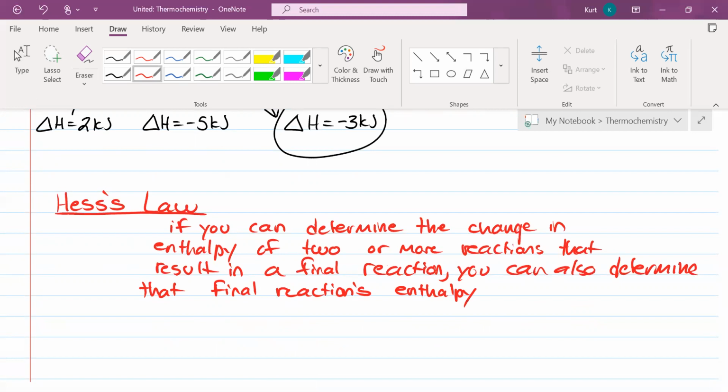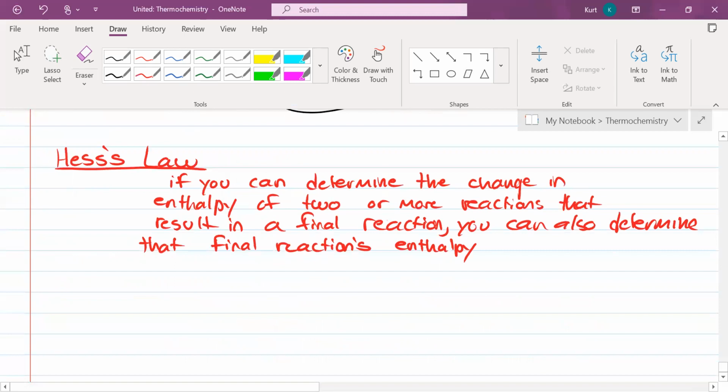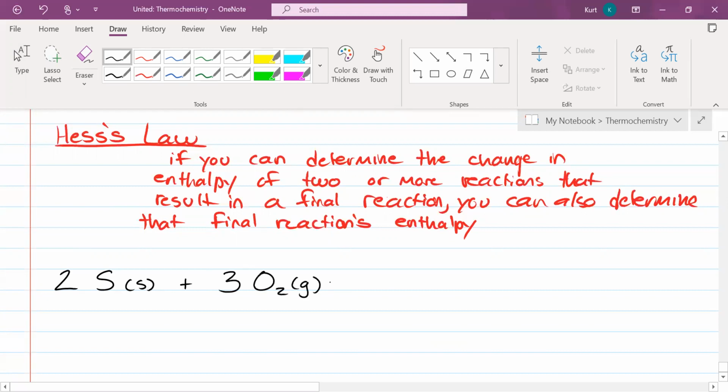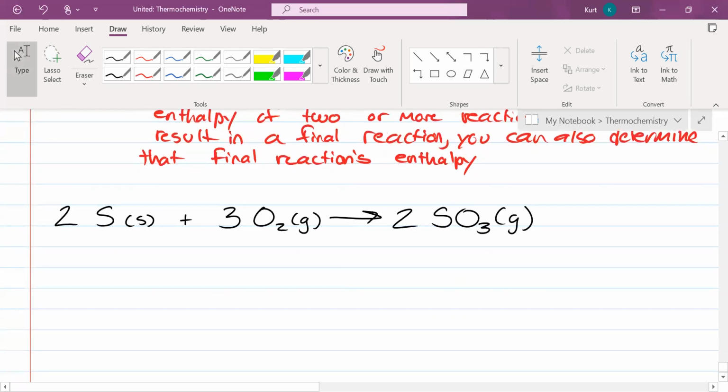All right, I'll let you guys get that caught up. And here's the equation that we are going to be working with on this topic. We have 2 moles of solid sulfur reacts with 3 moles of oxygen gas to yield 2 moles of sulfur trioxide gas, SO3. Now here's our issue. Here's the problem that we need to resolve. The change in enthalpy, we have no idea.